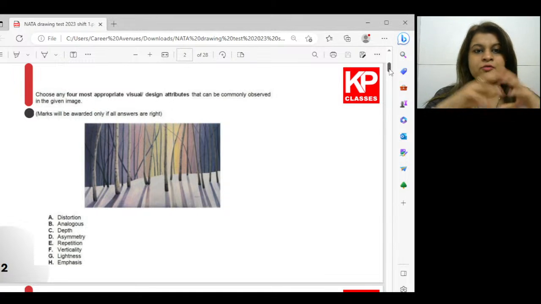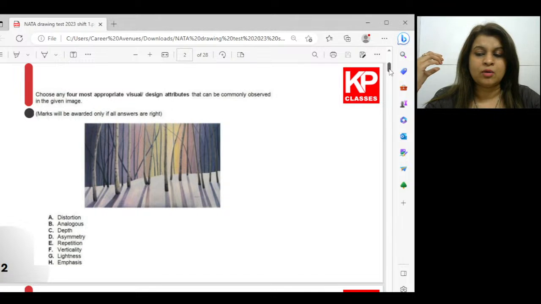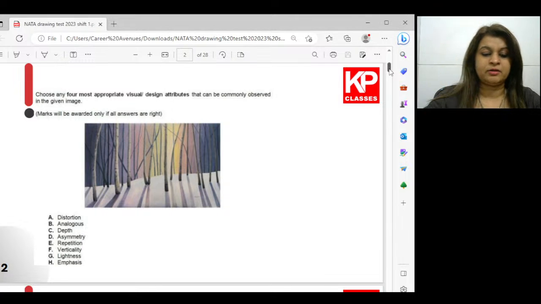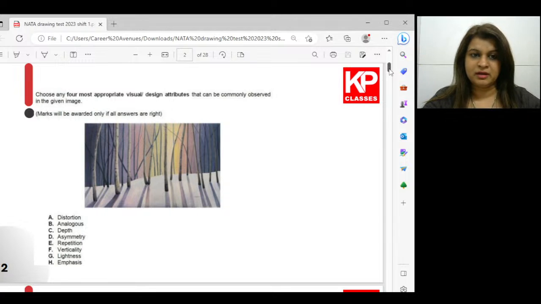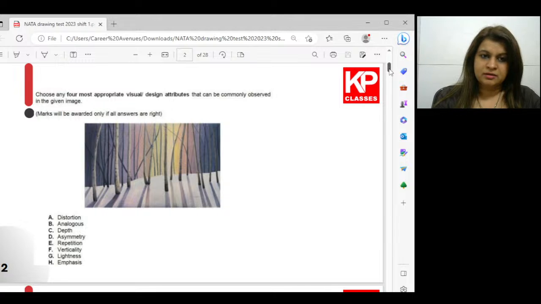which talk about the visual quality or the design attribute of any particular image or design. It can be a building, it can be an object, it can be a painting. So remember that visual attributes and visual aspects can be based on a building. They can show you an image of a building or a natural object like a flower or an animal, or a painting or any photograph, and they can base those questions on the image that they are sharing with you.